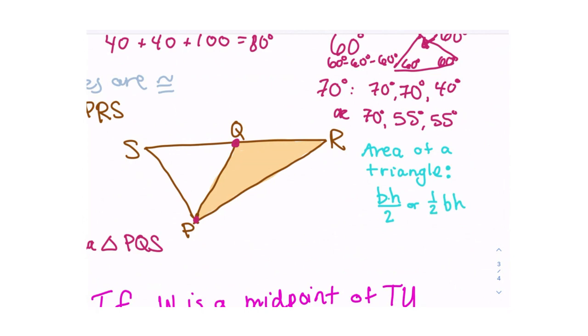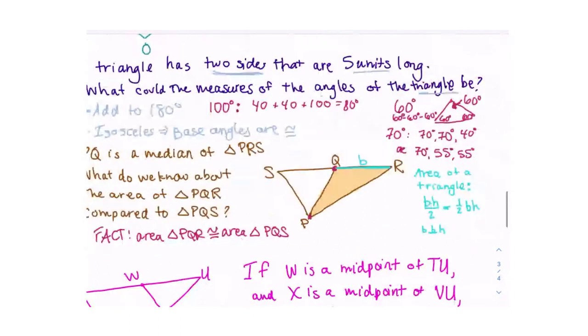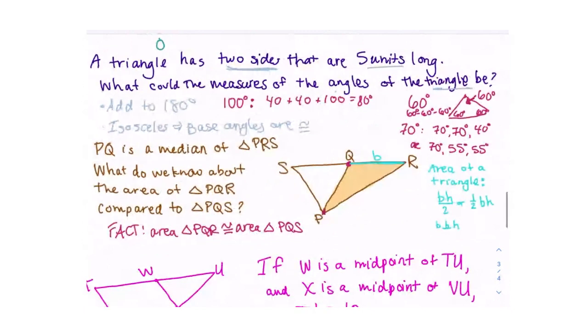So the base and the height, the main thing that we need to know with this is that the base has to be perpendicular to the height. So we have these two triangles. We could call this the base. But because of the definition of PQ being a median, that means that Q splits SR in half. So that means both of these have the exact same base, right? Because that's what it means by it being a median.